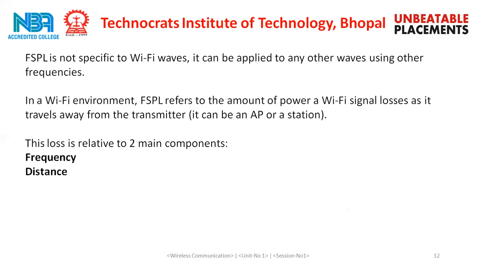Now, free space loss is not specific to Wi-Fi waves. It can be applied to any other waves using other frequencies. Also, in our Wi-Fi environments, free space power loss refers to the amount of power a Wi-Fi signal loses as it travels away from the transmitter, which can be an AP or a station. This loss is relative to two main components, obviously frequency and distance, as we already have these two terms in our formula. So these are the two factors responsible for the free space power loss.